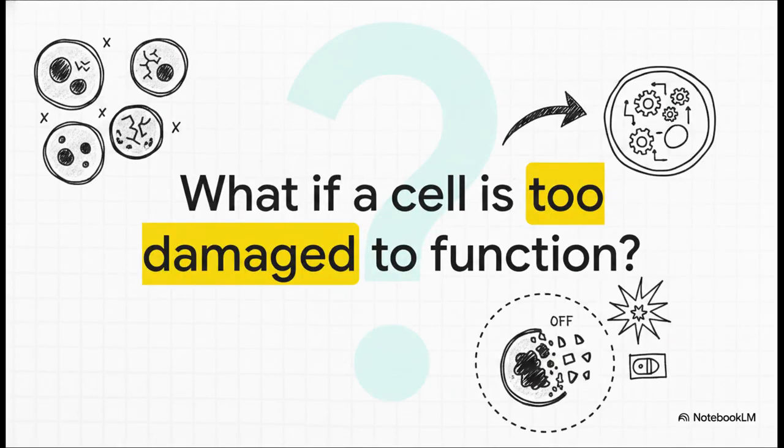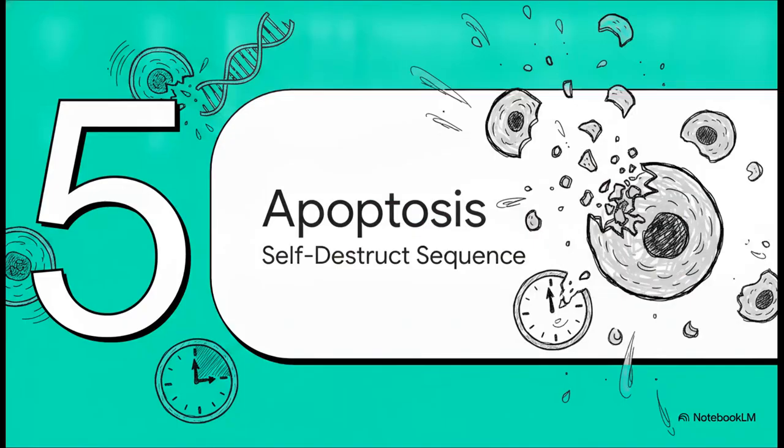But what happens when a cell becomes way too damaged to function at all, or mutates in a way that threatens the survival of the entire human organism? How does the microscopic city know when it's time to shut down for the greater good? That brings us to our final stop, Section 5, Apoptosis, the self-destruct sequence.